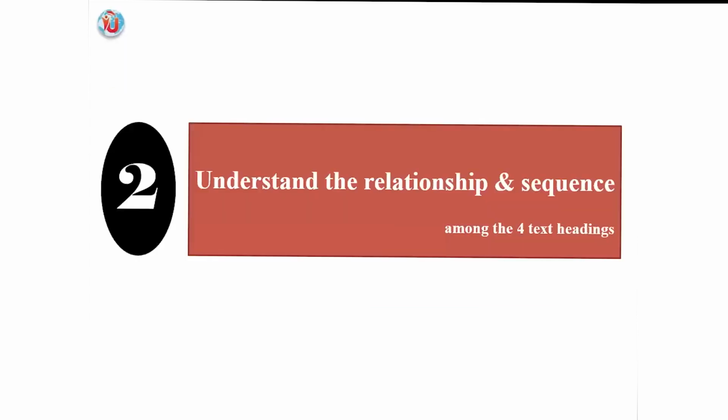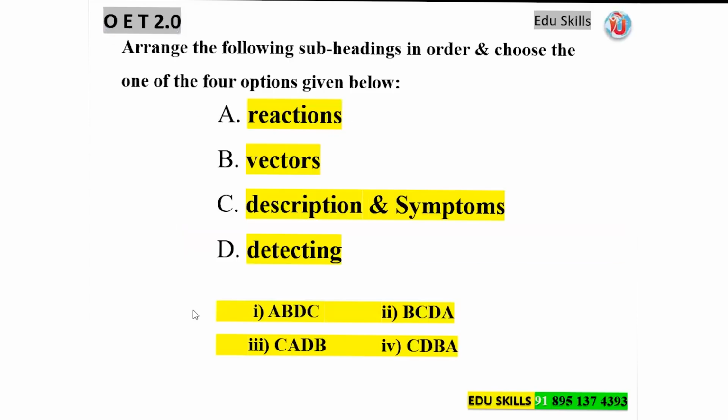The second one is understand the relationship and sequence among the 4 text headings. So now we have made the 4 text headings. Next, you have to understand the relationship and sequence among them. Now can you see these options A, B, C, and D? You have to arrange the following subheadings in order and choose one of the 4 options given below. I have given the options 1, 2, 3, and 4. So you can put your answers in the chat box. You just have to mention the sequence, which one will come first, following that, which is the next one.